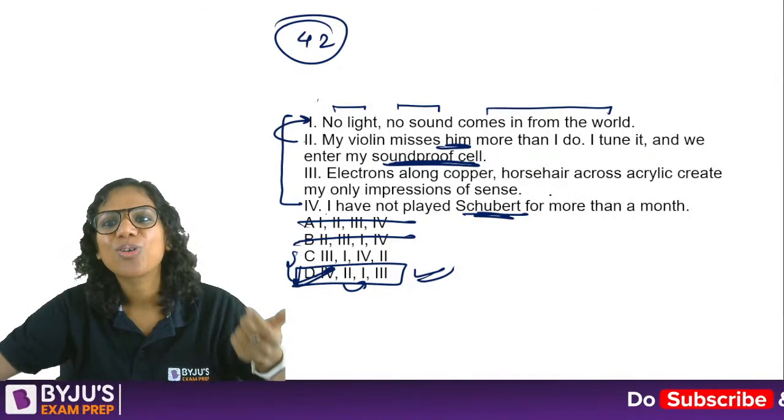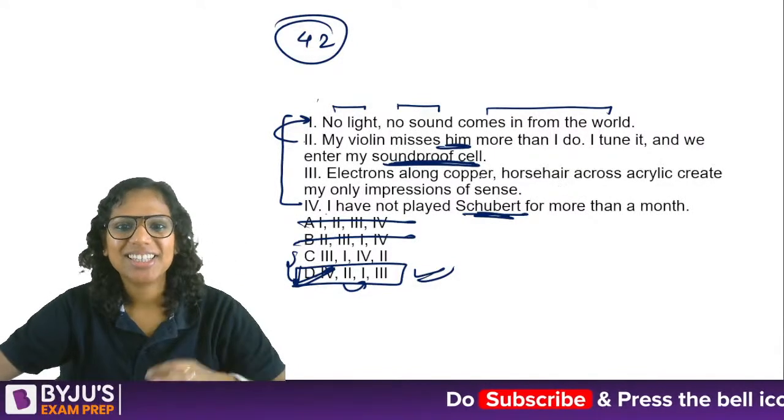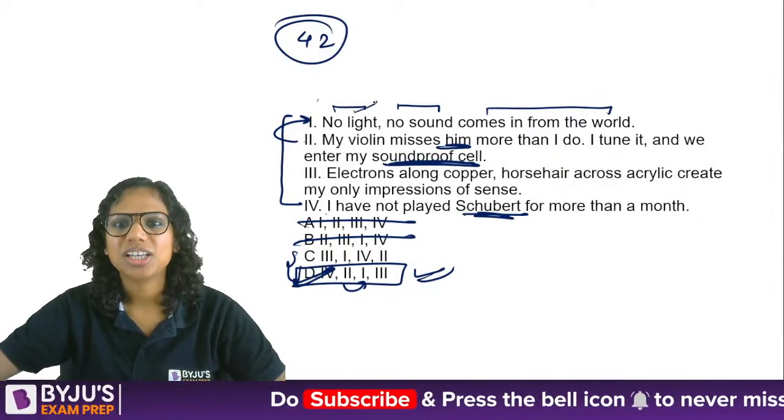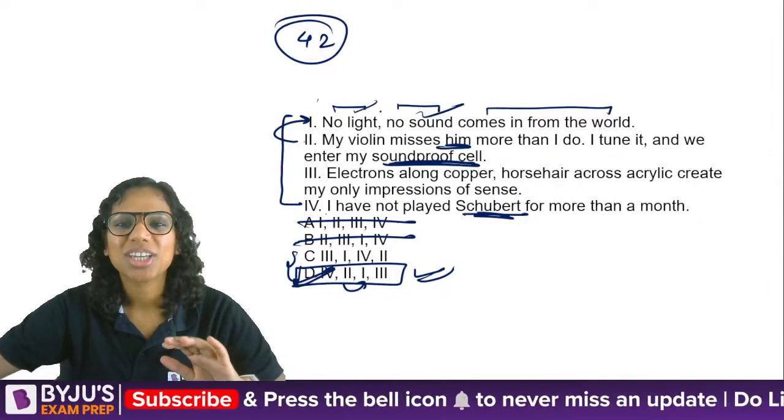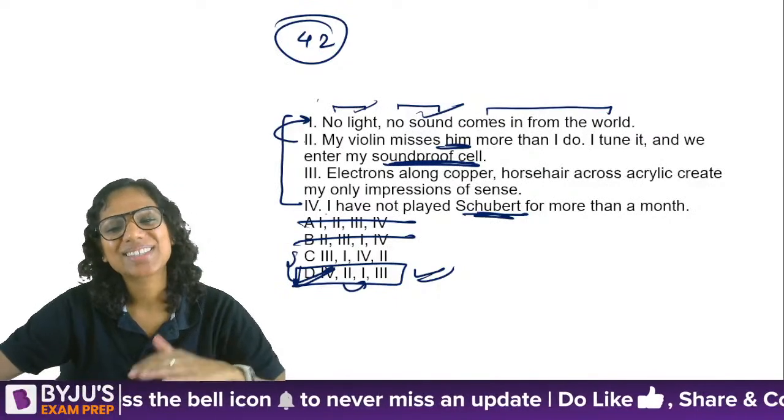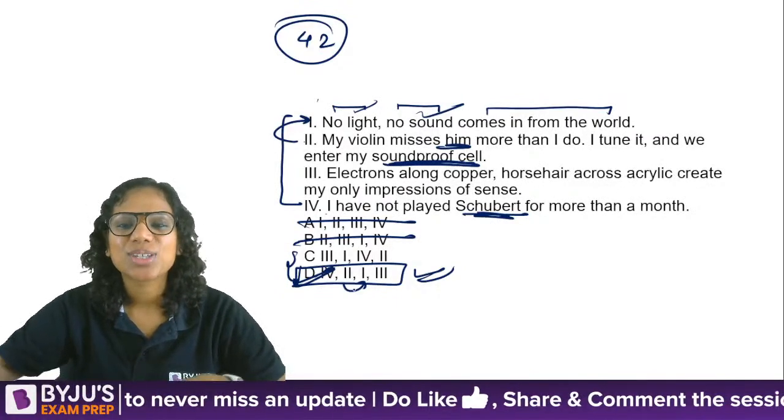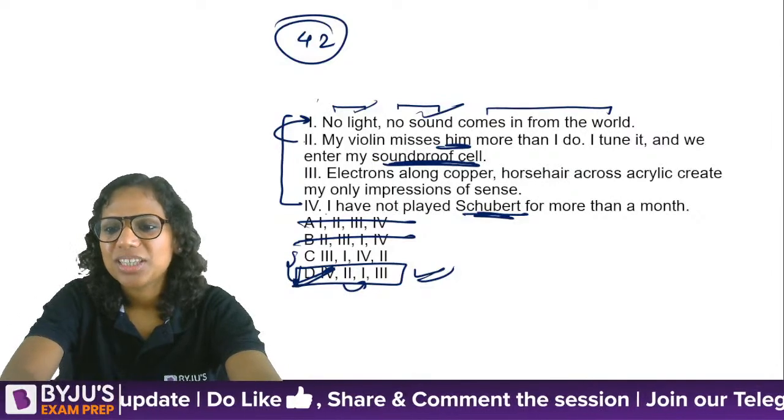4, 2, 1, 3. And because there is no light, no sound, your only impressions of sense are these electrons along copper, horsehair across acrylic. They are your only impressions of sense, because other senses are not working as much. There's no light, there's no sound, right? So 4, 2, 1, 3. This was an easy one.